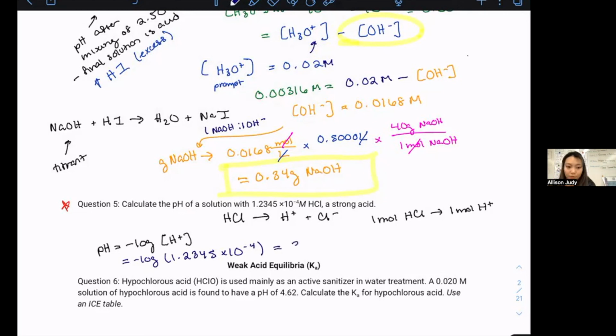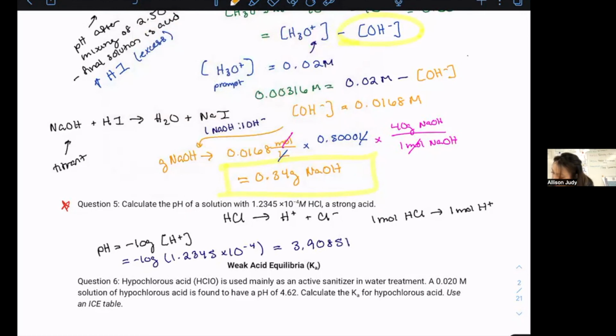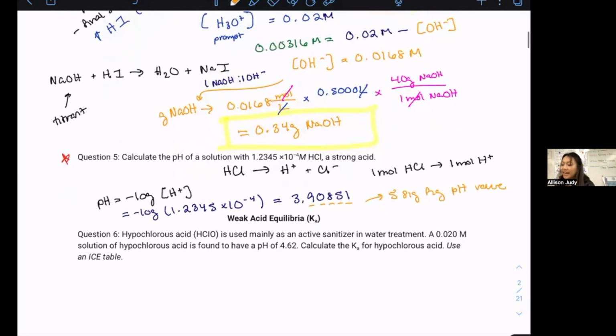And you just get a value of 3.9085, to the proper sig figs. I started off with 1, 2, 3, 4, 5 sig figs, and I end with 5 sig figs after the decimal. That is a 5 sig fig pH value. Okay, so that's kind of the end of that one.